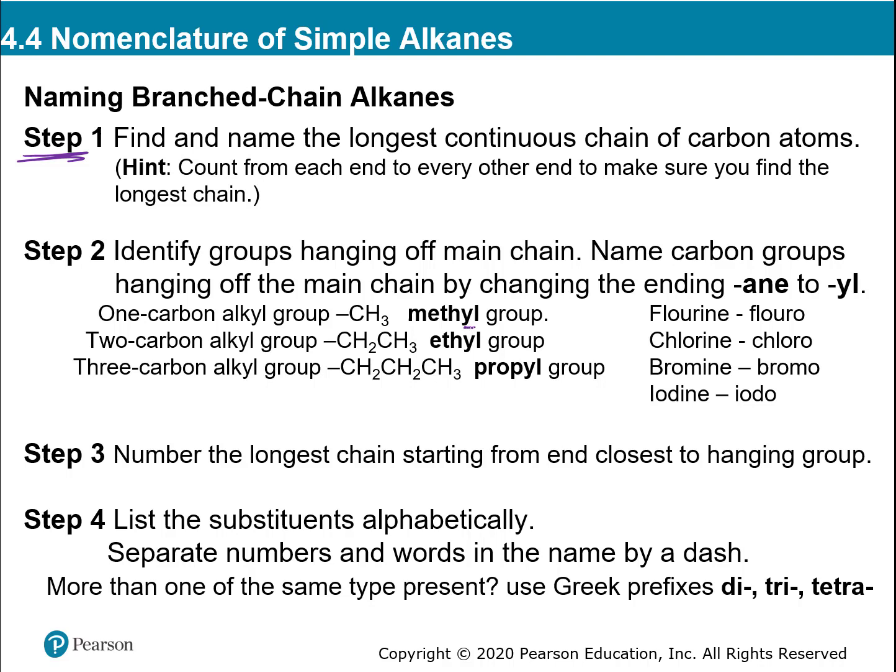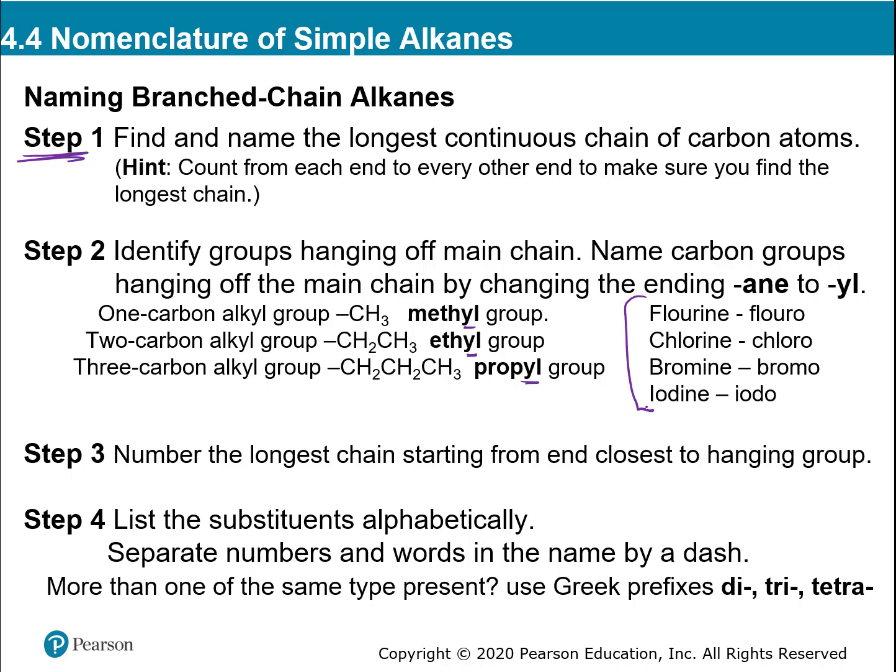So see the YL that is added. This beginning tells you the number of carbons in the group, but the YL tells you that it's connected to the chain. The other 4 are the halogens, fluorine, chlorine, bromine, and iodine. Remember that they're in group 7. Remember that they only form a single bond, right? So none of these do anything except form a single bond.